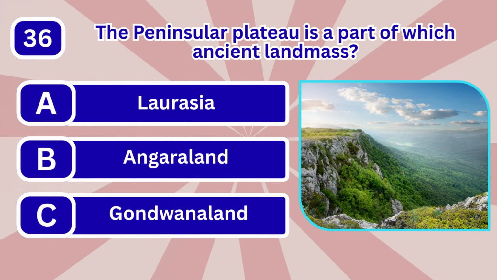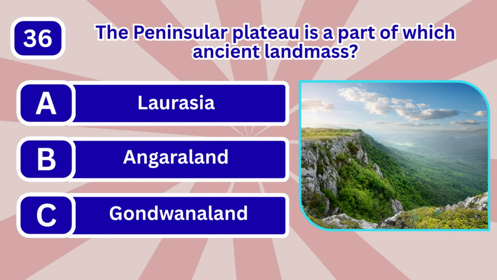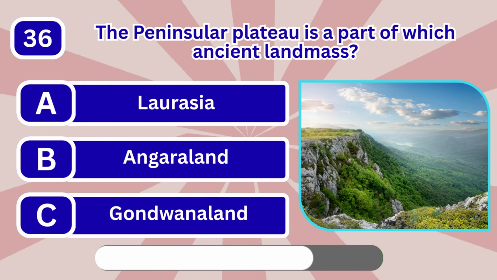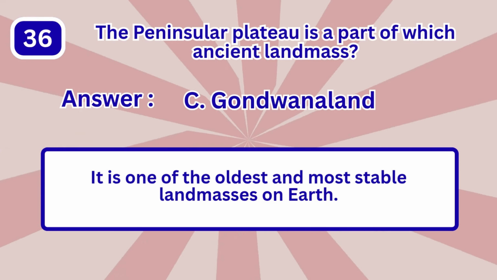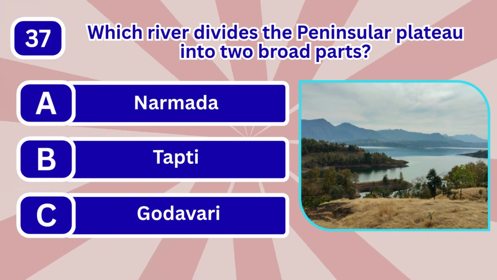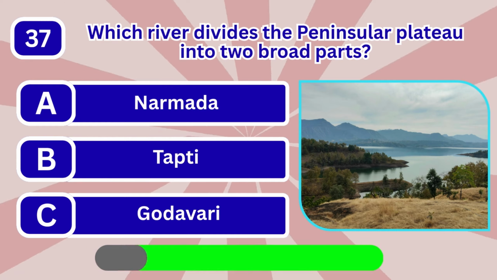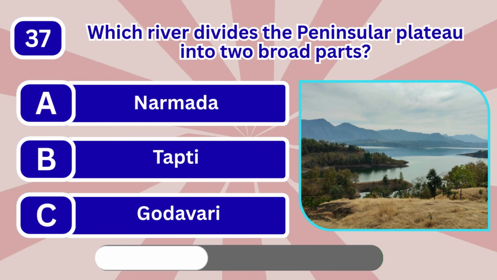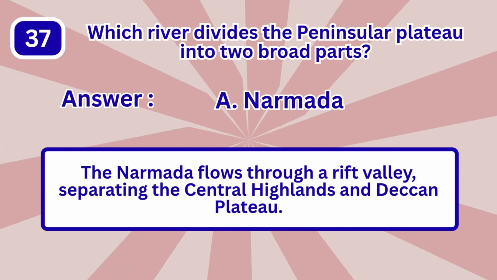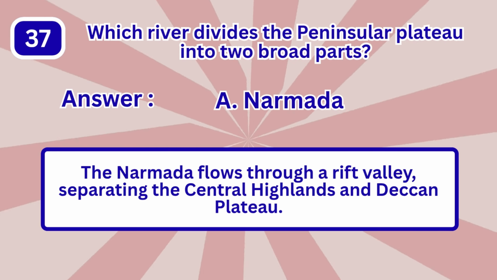The Peninsular Plateau is a part of which ancient landmass? Option C. Gondwanaland. Which river divides the Peninsular Plateau into two broad parts? Option A. Narmada.